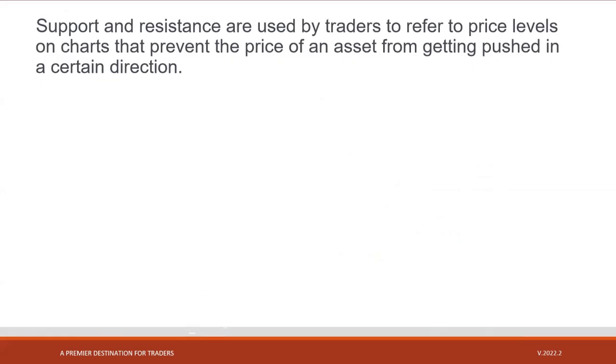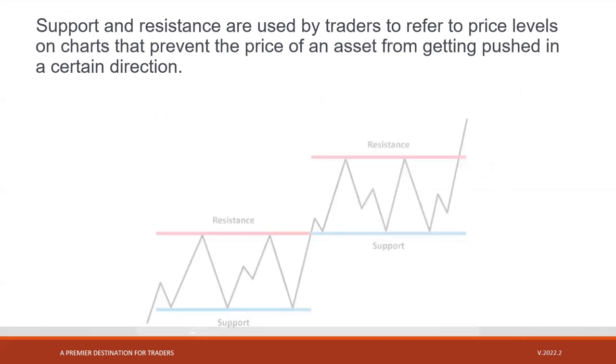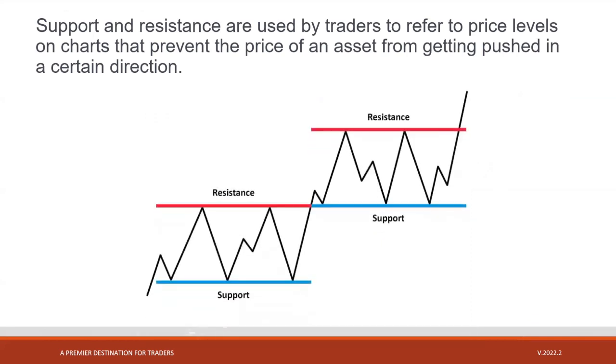Support and resistance are used by traders to refer to price levels on the charts that prevent the price of an asset from getting pushed in a certain direction. Here is a simple illustration. In this illustrative chart, you'll notice that down here, these blue lines are showing support and the red ones are showing resistance. You could see that price failed to get below here. It failed to get below here. Again, it failed to get below here.